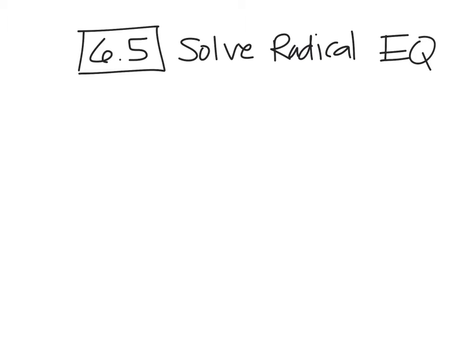Solve radical equations. And there are two kinds that we're going to do, so A and B. So let's start with the ones that have the radical symbol.